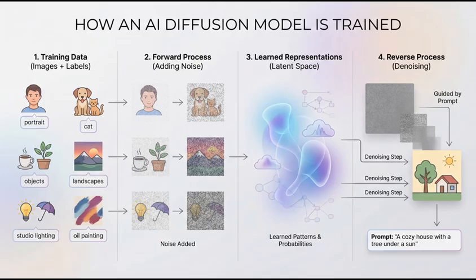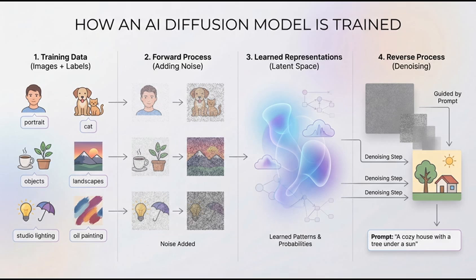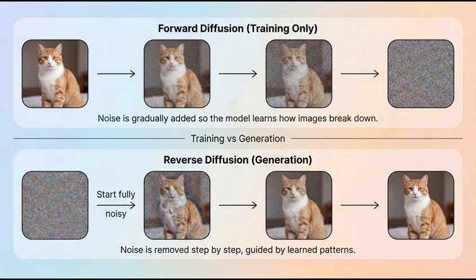By repeating this process across millions of images, the model learns patterns. It learns what shapes look like. It learns what objects look like. It learns how lighting and structure behave. The goal of training is not to memorize images. The goal is to learn how to reverse this process later. Training a diffusion model requires massive datasets and powerful hardware. In Comfy UI, we are only using the result of that training. Now that the model has learned how noise works during training, we can use that knowledge in reverse to generate images.